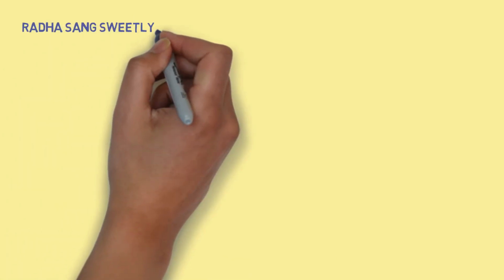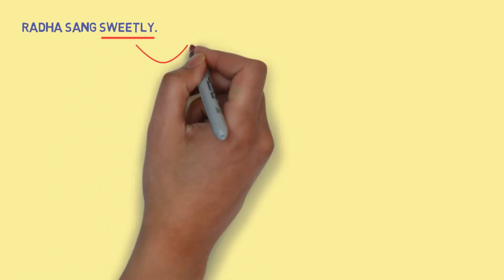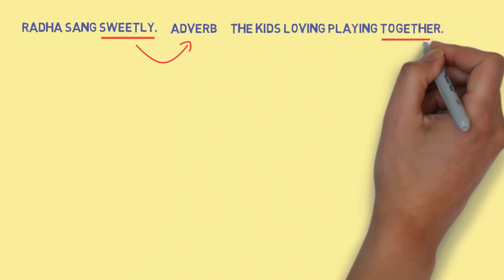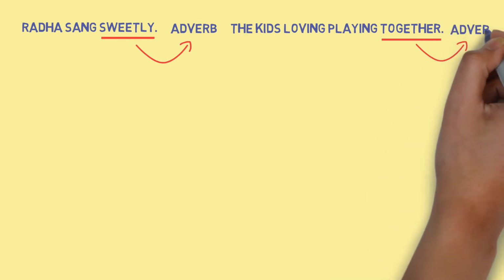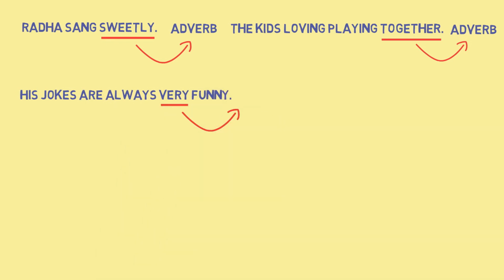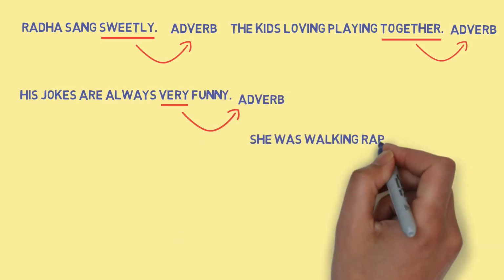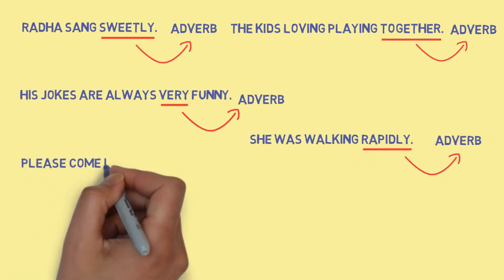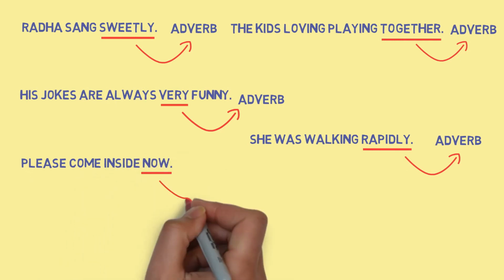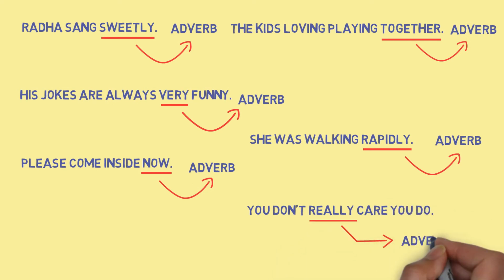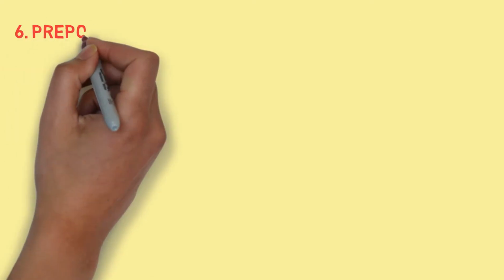Radha sang sweetly. In the sentence, sweetly is the adverb. The kids love playing together. So together is the adverb. His jokes are always very funny. Very is an adverb. She was walking rapidly. Rapidly is the adverb. Please come inside now. Now is an adverb. You don't really care. Really is an adverb.